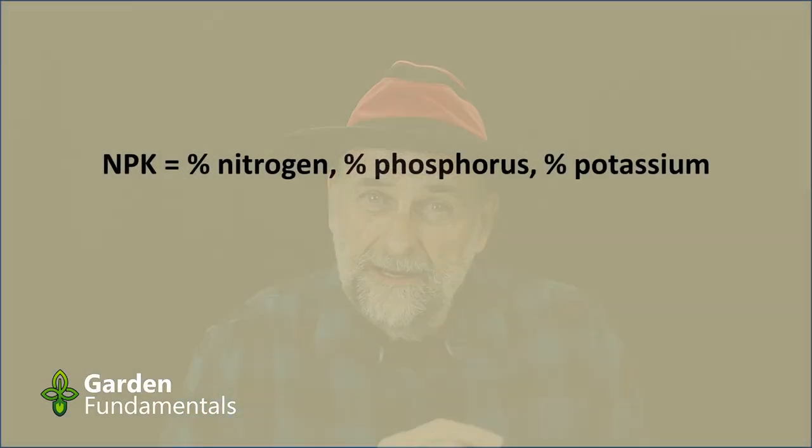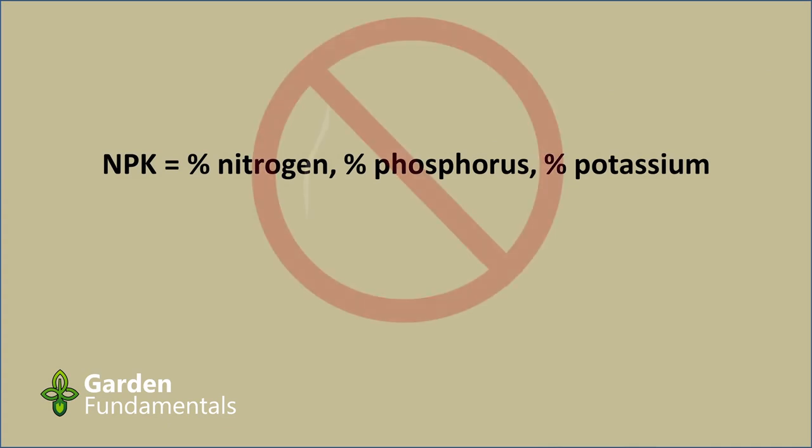What does NPK really mean? Now, this last one is going to become a little more technical, but I'm going to keep it fairly simple, and I'm sure you'll understand it. It's really important to understand this one if you're going to try to calculate how much fertilizer to apply in your garden. So most gardening sources will tell you that the NPK is the percent nitrogen, the percent phosphorus, and the percent potassium. That's wrong.